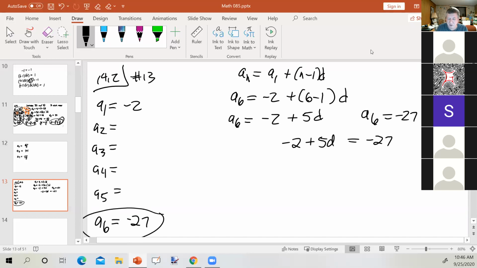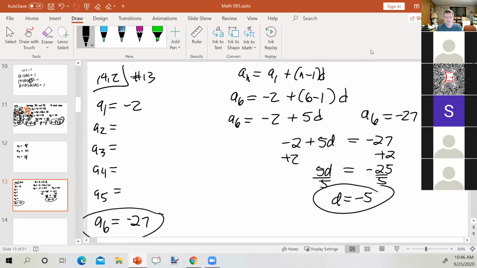Okay, so now to solve for d, I'm going to add 2 to both sides. 5d equals negative 25. Divide by 5, and d equals negative 5. So the common difference is negative 5.